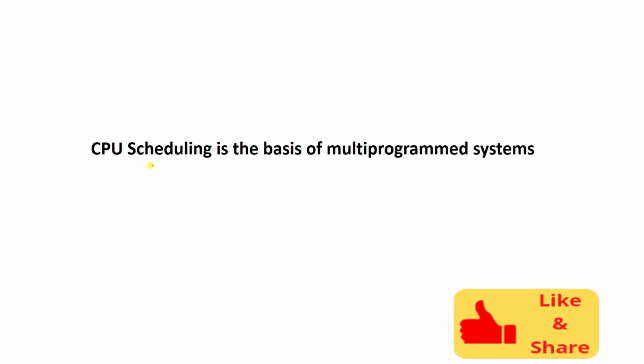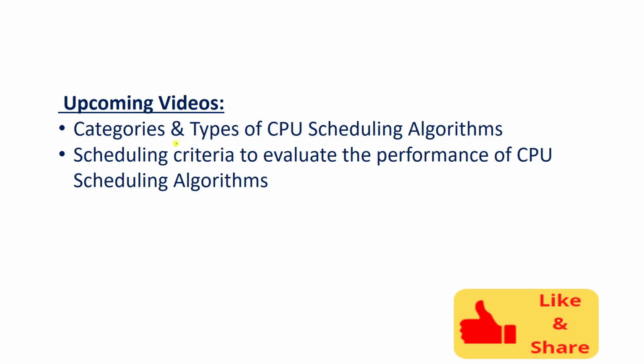Finally, we can say CPU scheduling is the basis of a multi-programmed system, because in a multi-programmed system we have many processes present inside the main memory, so we need to select which process should be given to the CPU first. In the upcoming videos, we will be discussing the different categories and types of CPU scheduling algorithms that we can use, and the different criteria to evaluate the performance of these algorithms. So let's see in the next video.